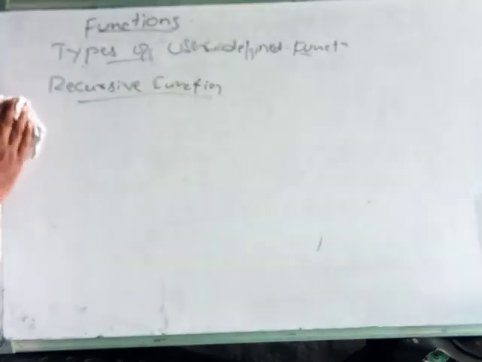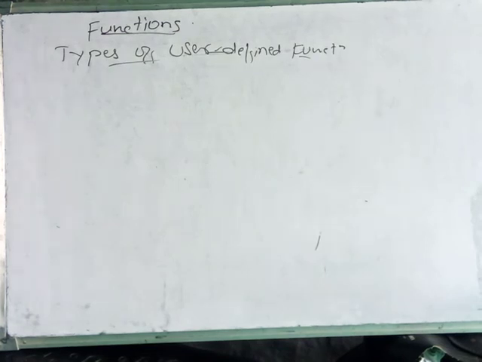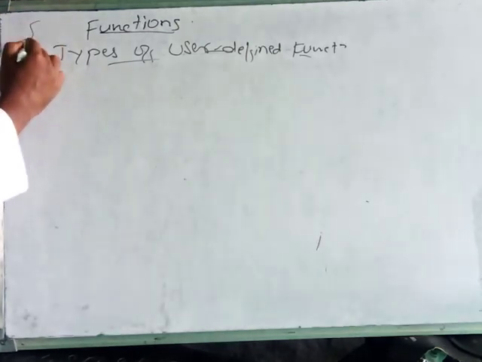Clear? This is about the types of functions. There are 5 types. First, calling the function with no arguments, no parameters. Second, calling the function with arguments but no return value. Third, calling the function with no arguments with return value. Fourth, calling the function with arguments and return value. Finally, the recursive function, that is, a function calling itself. This is about the types of functions.